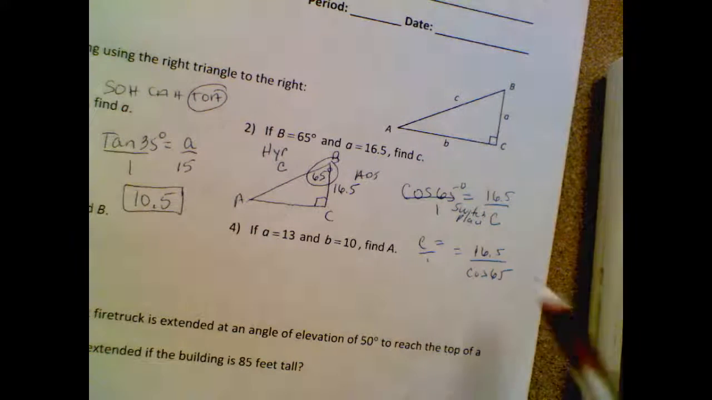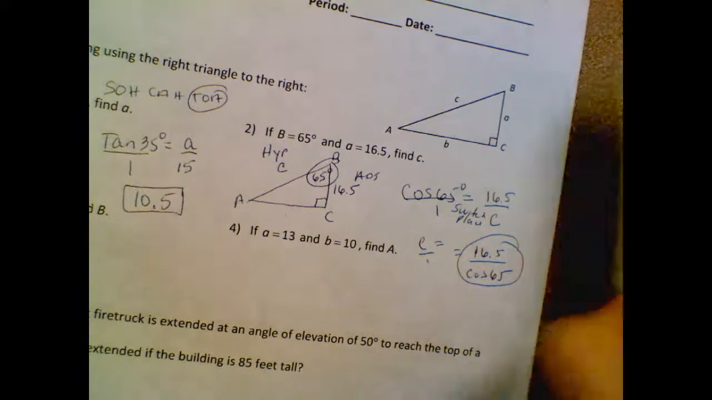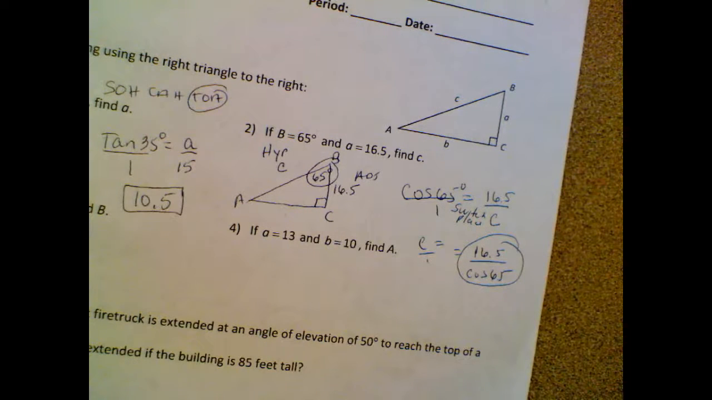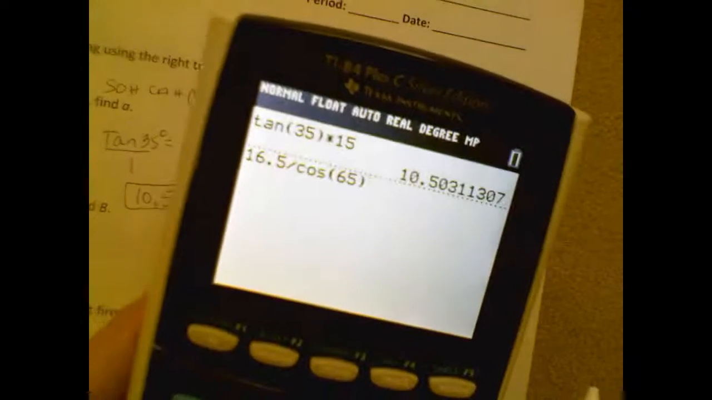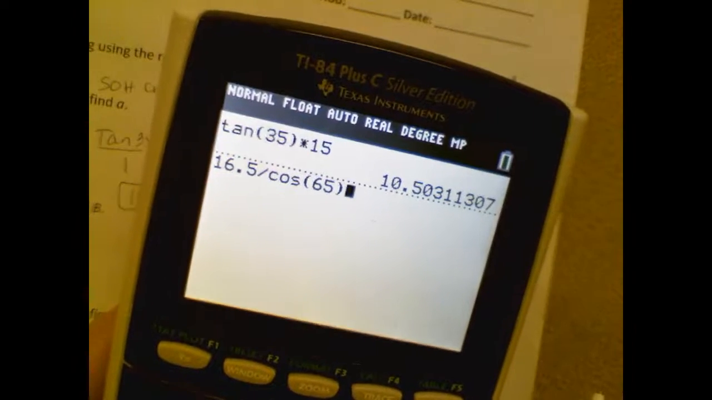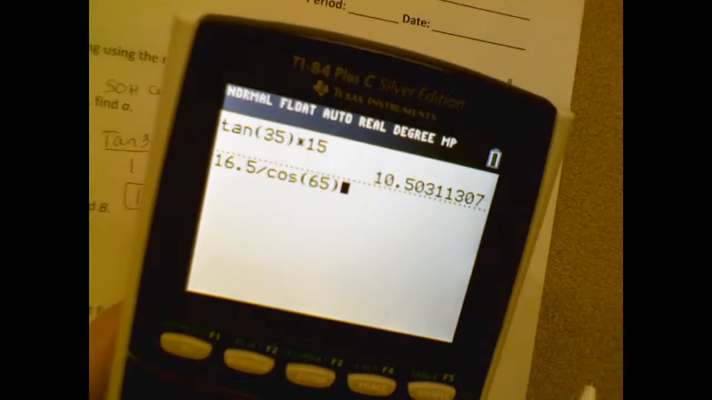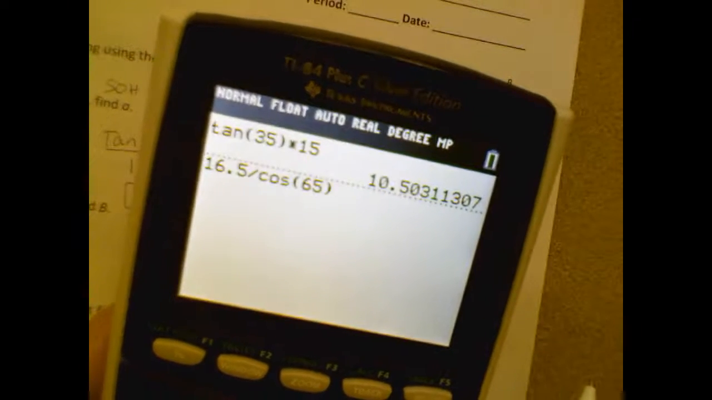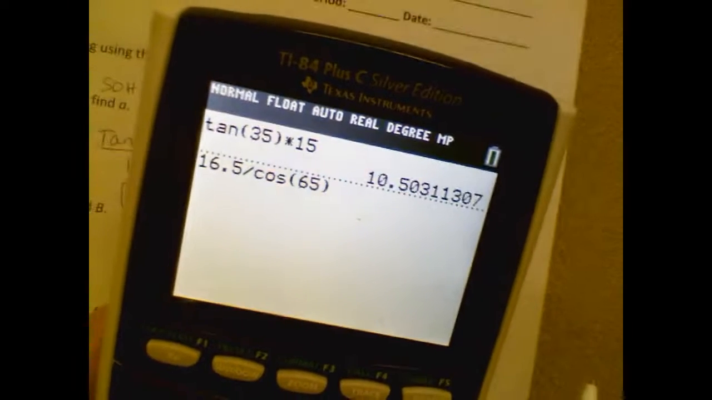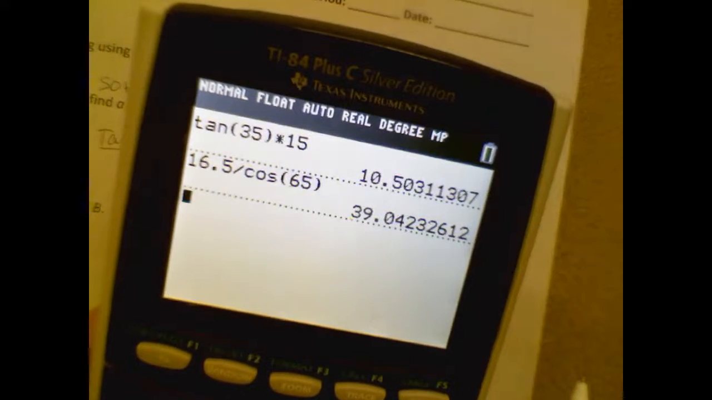Now the C's by itself, so go ahead and put that right into your calculator. Whenever C's in the bottom, you will end up dividing to get the answer. So 16.5 divided by cosine 65. It looks like this on the calculator. Punch it in. Press enter, and it's 39.04.